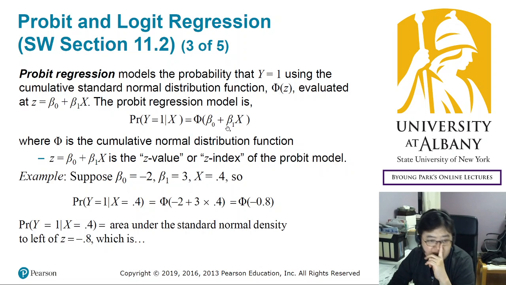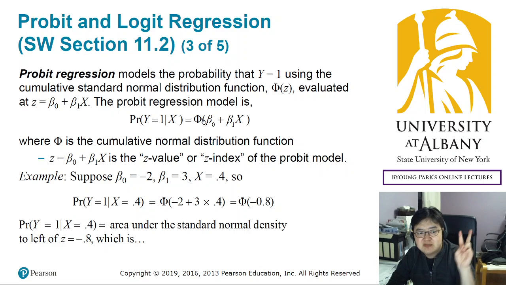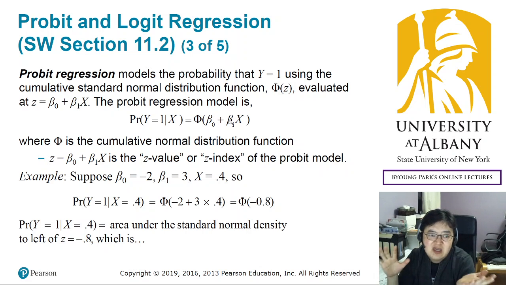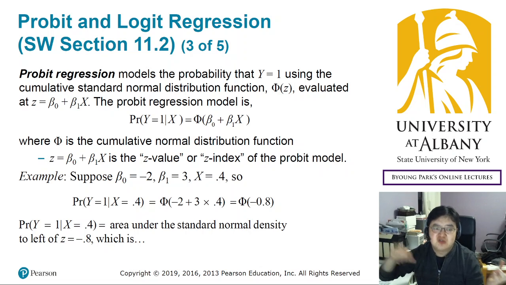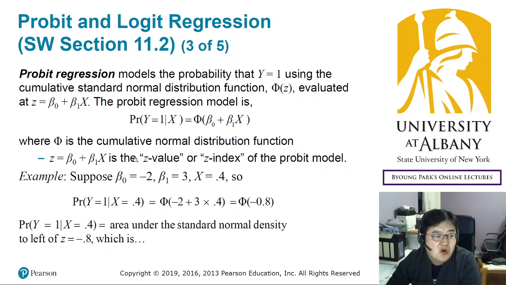Then you may understand this in two ways. First, you have some kind of linear function, beta 0 plus beta 1 x. So far, this is linear, that's step 1. And step 2, you take a nonlinear function, phi, to make the linear function into a probability. So the first step, the inside linear function, is called the z-value or z-index.